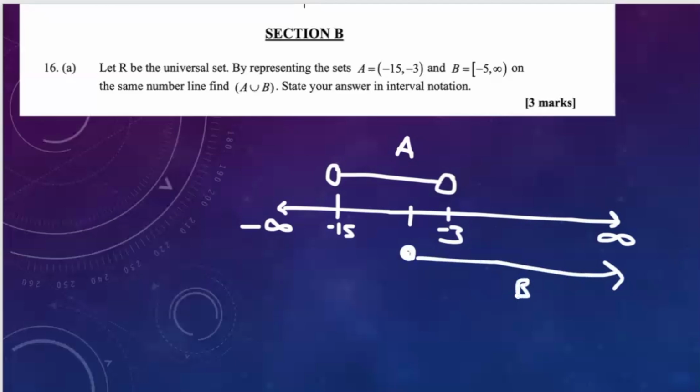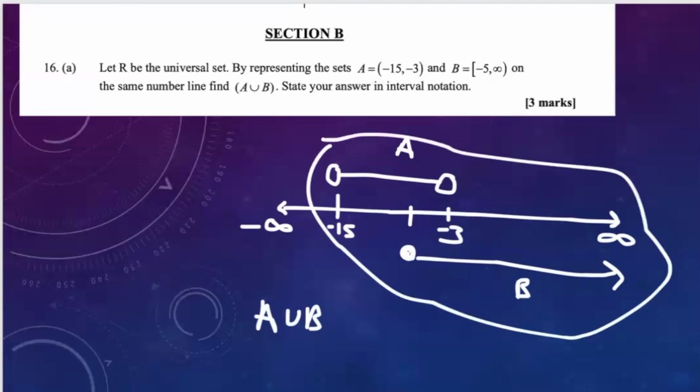So that's B. If you want A union B, it will be the entire region that we cover here. That's A union B. So we start at negative 15 and we're going on to positive infinity. Now at negative infinity, we have a round bracket because it's not shaded here and infinity is always open.